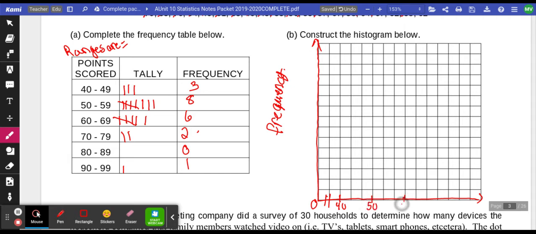50, 60, 70. Actually, I'm not going to do threes because it doesn't fit. So I'm going to do two boxes. 50, 60, 70, 80, 90, and 100. So 40 to 49 is the bar that goes from 40 to 50. And I'm just going to go by ones on my y-axis. So that bar needs to go up to 3.